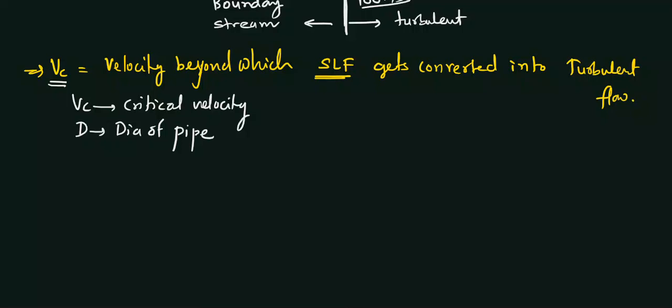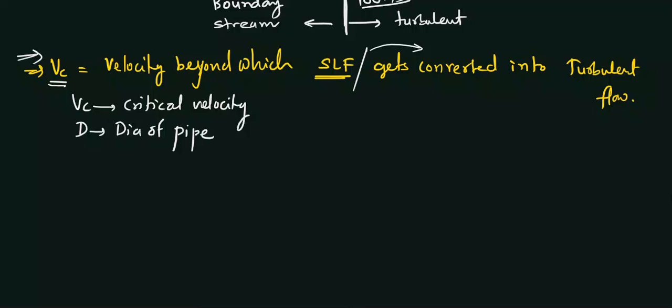Now, the critical velocity concept is over. It is the velocity beyond which streamline flow gets converted into turbulent flow. Now we are looking at the Reynolds number. What is the Reynolds number? This conversion majorly depends on the critical velocity, but it also depends on the diameter of the pipe. If the pipe is very large, turbulence is bound to occur. If the pipe is like a capillary, the flow will be streamlined for any velocity.